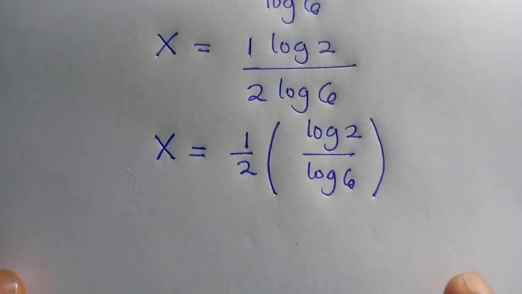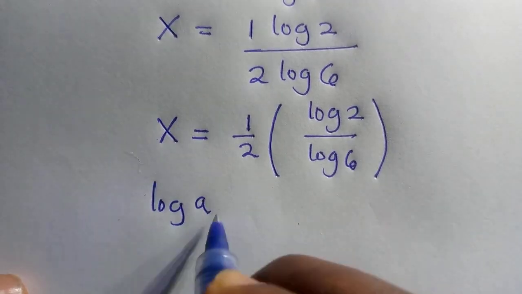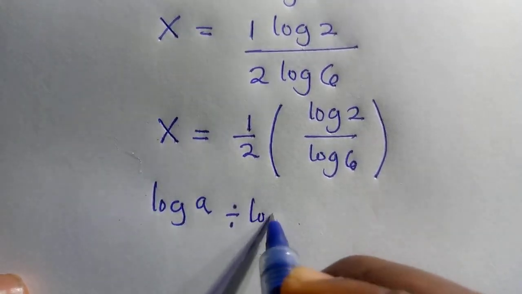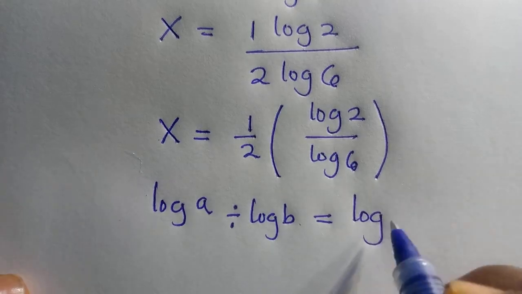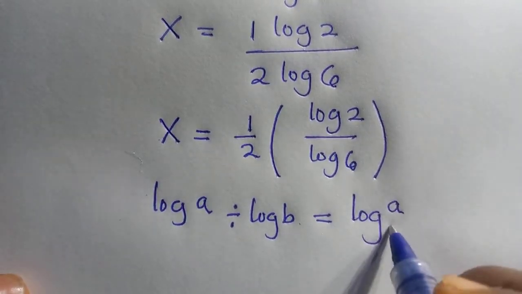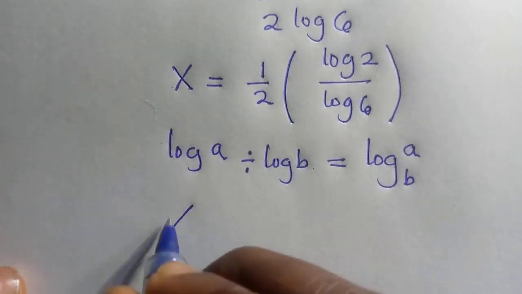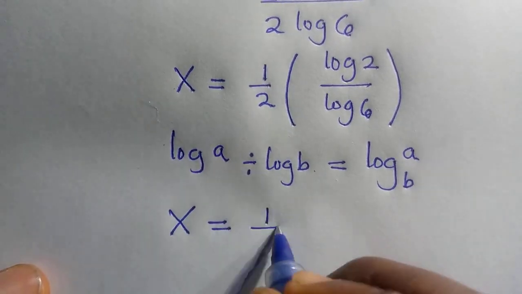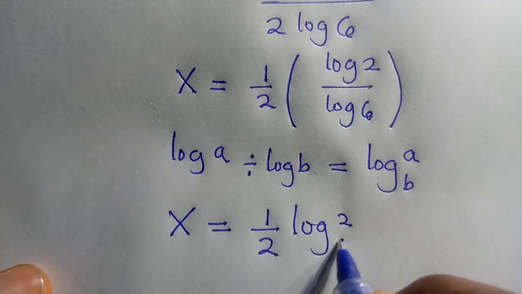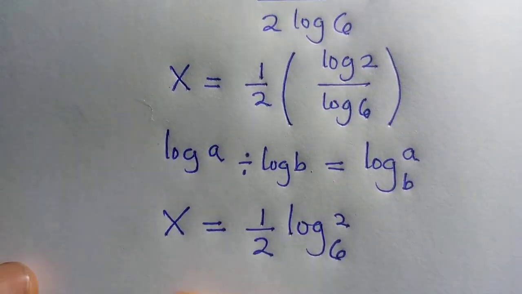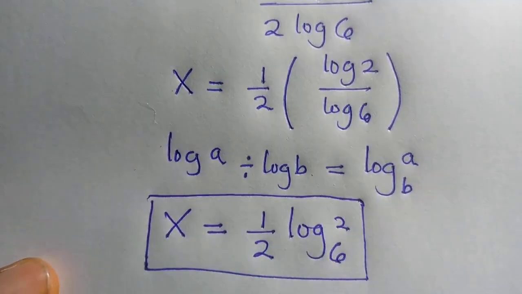So having this, we also consider a rule that says, suppose we have log a divided by log b, it is the same thing as log a base b. So here we have x equals 1 divided by 2 log 2 base 6, and this is the result to this problem.